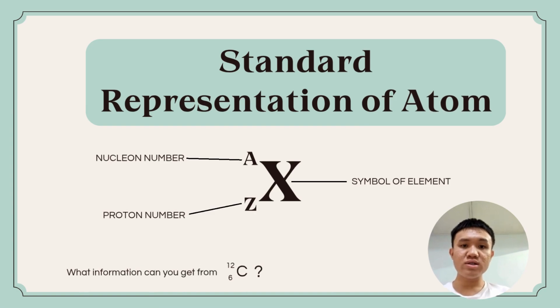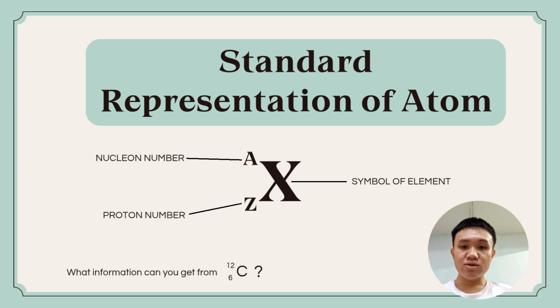Next up, we're going to teach you the standard representation of an atom. This is also one of the most important things students need to understand in this chapter. Okay, so at the top left, the symbol A represents the nucleon number. The symbol Z at the bottom left represents the proton number. And the bigger symbol X represents the symbol of an element.